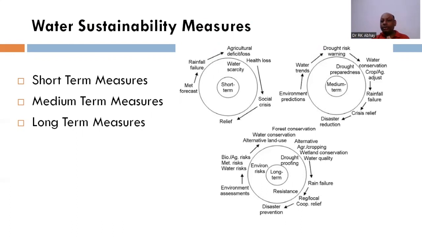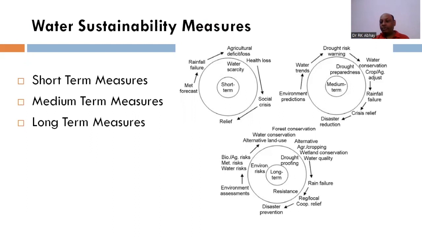The short-term policies will look after relief, social crisis, health loss, agricultural deficit, rainfall failure, and meteorological forecast. We have to do meteorological forecasting better so that we can anticipate rainfall failure and then manage our crops. There will be no crop failure.